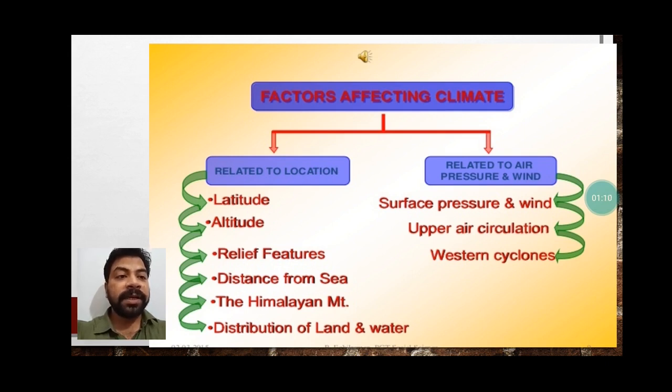Related to air pressure and wind: surface pressure and wind, upper air circulation, that is jet stream, and western cyclones. So these are the factors related to air pressure and wind which affect the climate.